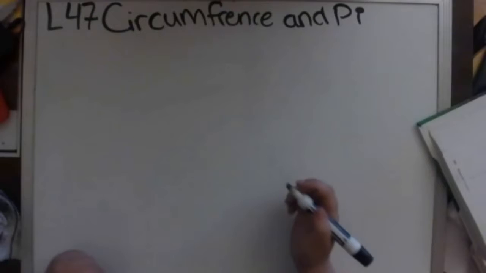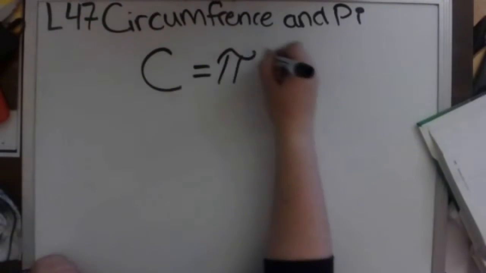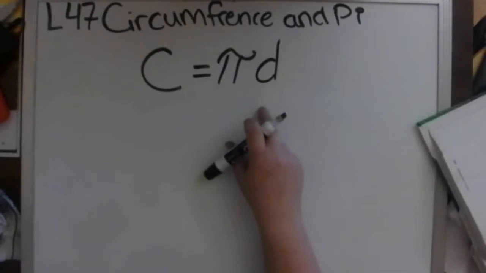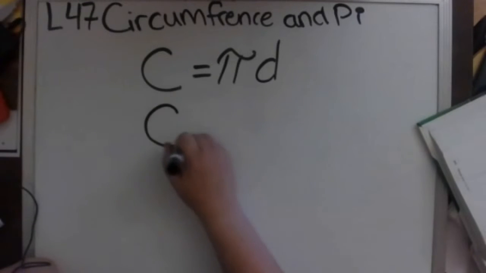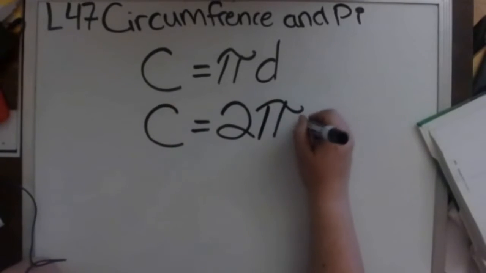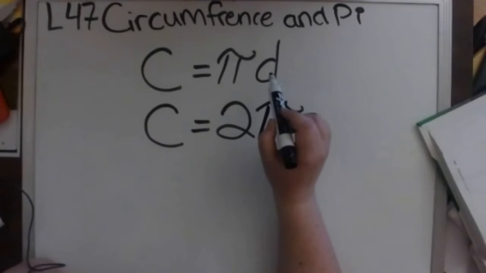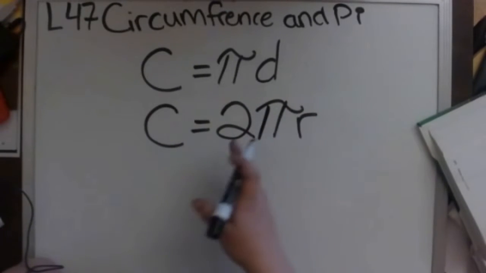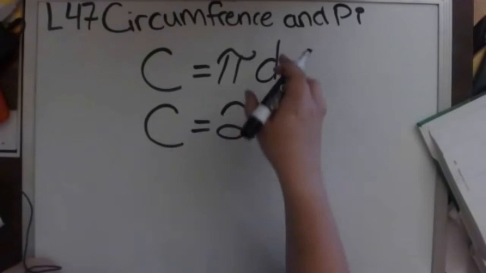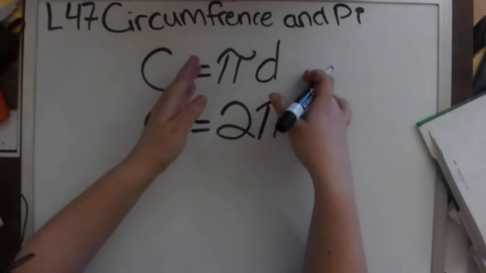So the formula for finding circumference is C, circumference, equals pi times D. Now remember what I said with the radius? If you didn't have the diameter, you could do C equals 2 times pi times R. Because if pi times diameter is circumference, then pi times radius times 2 is circumference as well, because the radius times 2 is diameter. So I'm basically just taking this and doubling it.